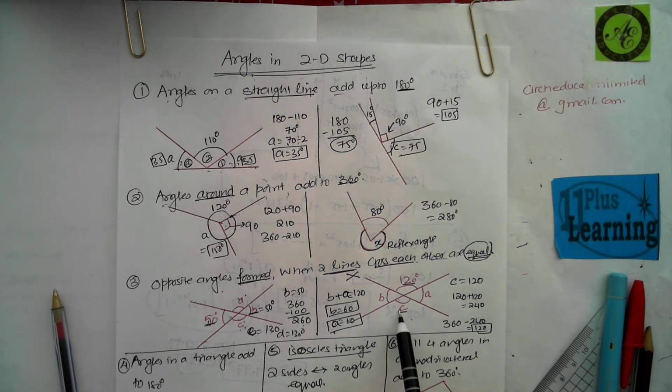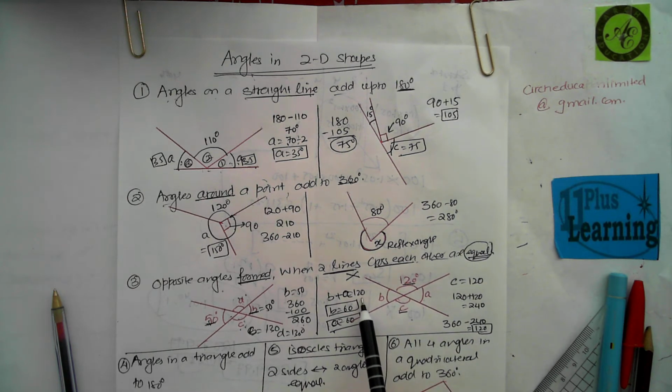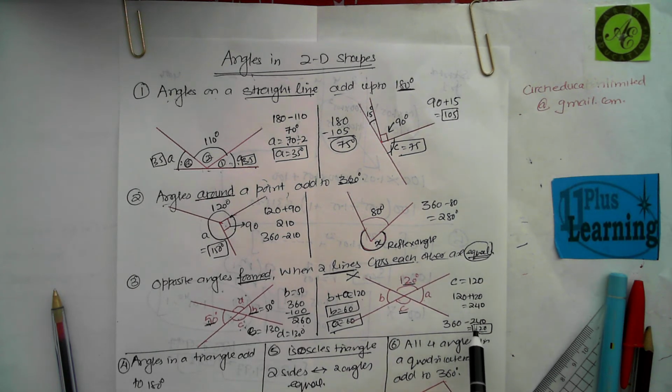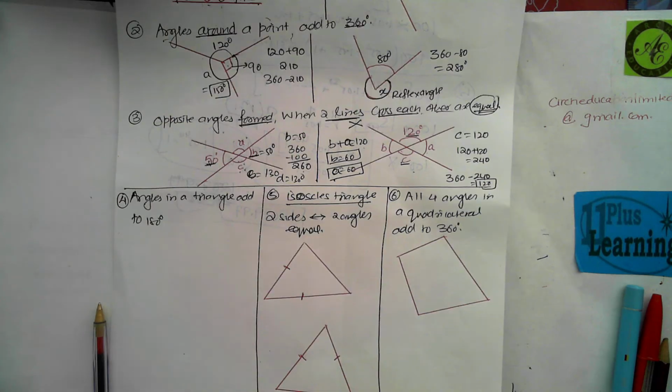Same old thing. C is 120 because of the opposite angles when lines cross. A and B add to give me 120 because 360 take away 240 is 120. Divide them by 2 to get 60 and 60 each. Now we're talking about angles in triangles and quadrilaterals. It's really important that you pay attention now.